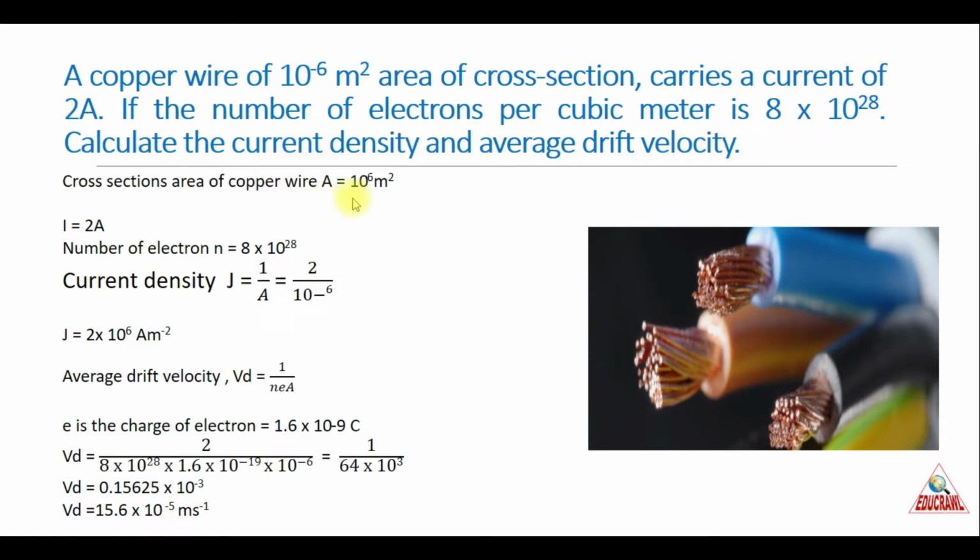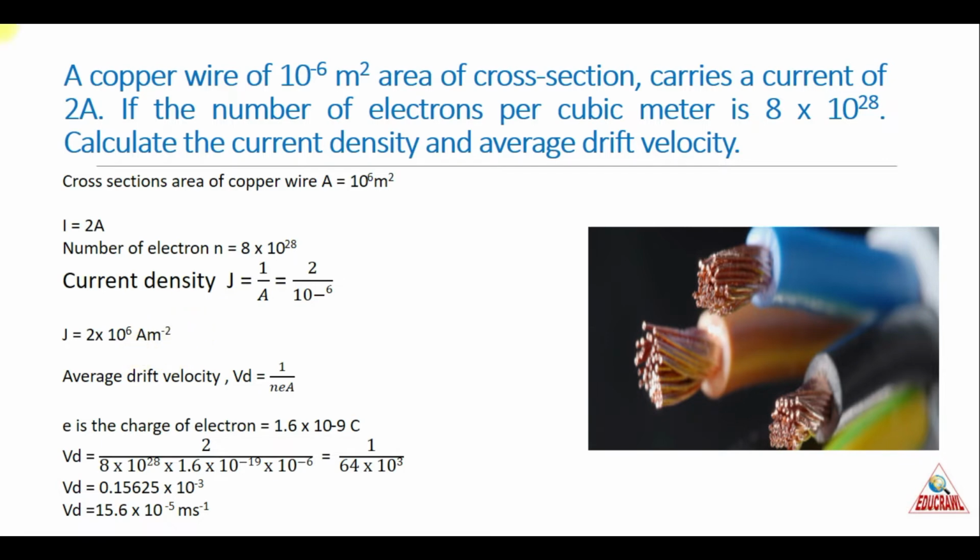Area is given as 10 power minus 6 meter square. Current is given as 2 ampere. The number of electrons is given as 8 into 10 power 28. Current density, we know the formula J is equal to I by A. Substituting the value of I and A, we get the answer as 2 divided by 10 power minus 6, which is equal to 2 into 10 power 6 ampere per meter square. This is the value of current density.